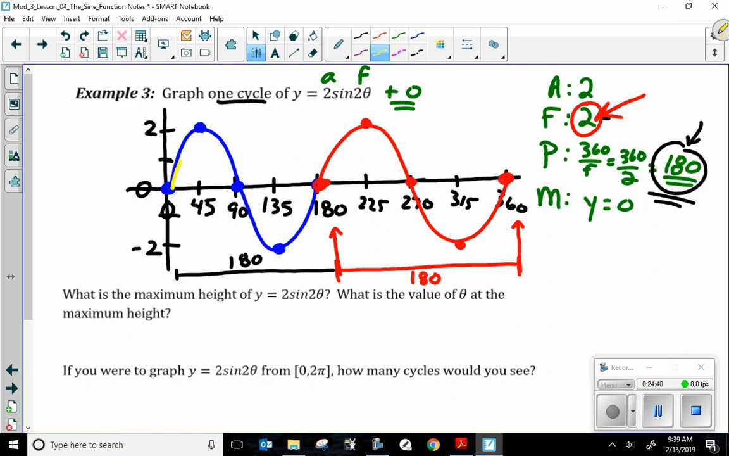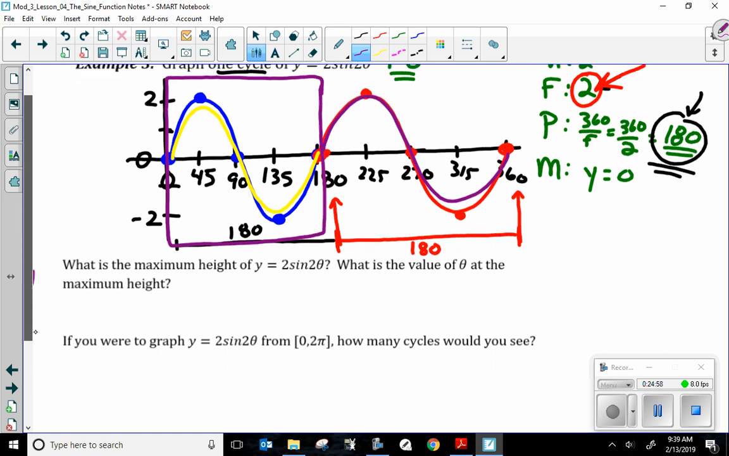Here they are. Here's the first one. Here's the second one. All right? For our sake, they only wanted 1. So that's why I only did the 180. Okay? But I really wanted to stress to you what that frequency means. All right? So let's take a look at some of these questions.